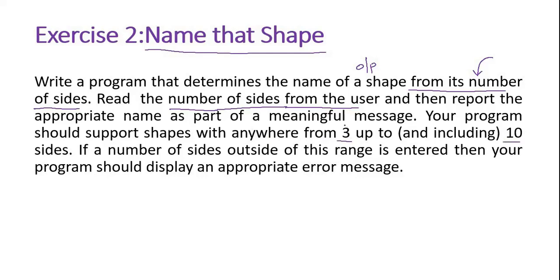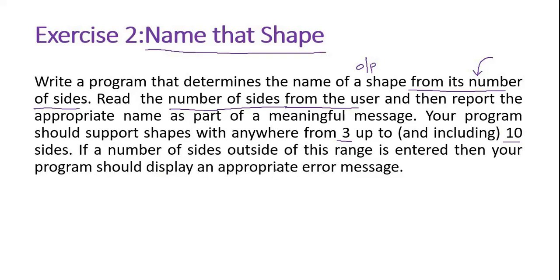So if you notice the number of sides is an integer, so obviously whenever you are getting the input from the user, it's a string. So you can use int to convert a string to integer. And the input should be from 3 to 10. If it is other than this range, 3 to 10, then you have to give some appropriate error message. This is the program.